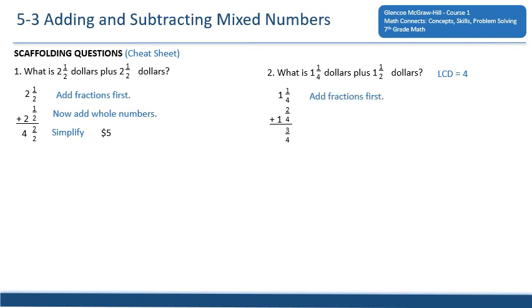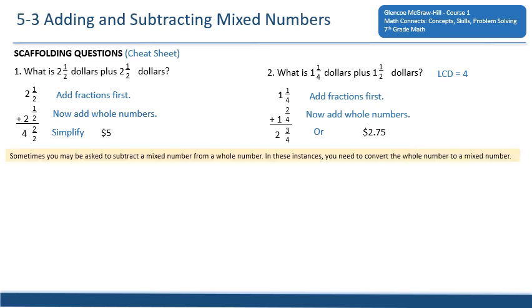So we'll add the fractions first. 1 plus 2 is 3 over 4. And now we'll add the whole numbers, and we get 2 3/4. Or we can say $2.75. We know that 3/4 is 75 cents.